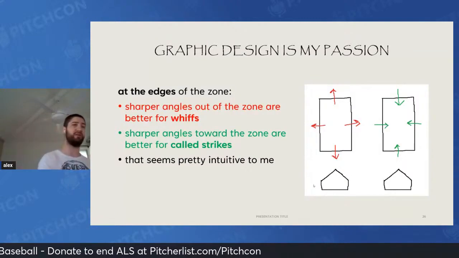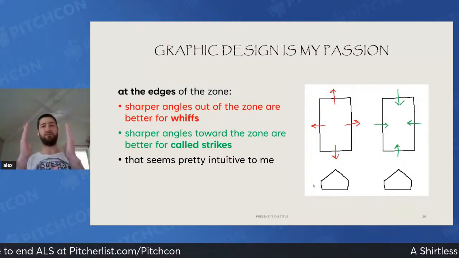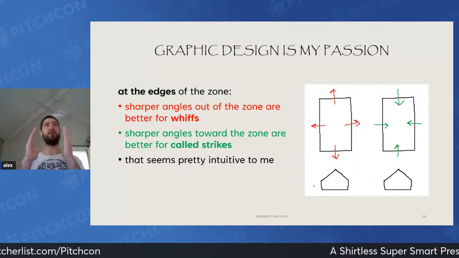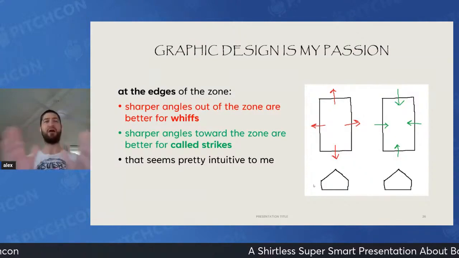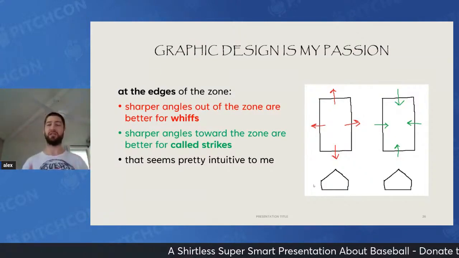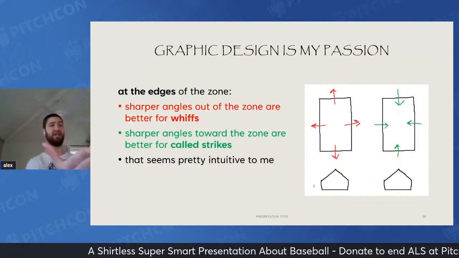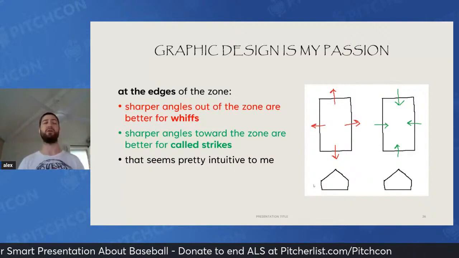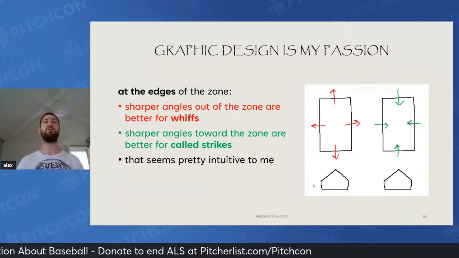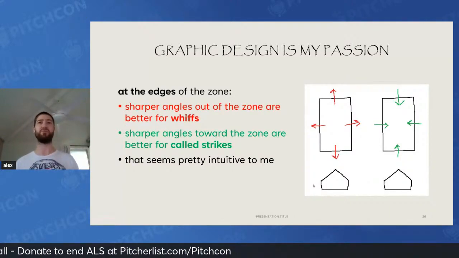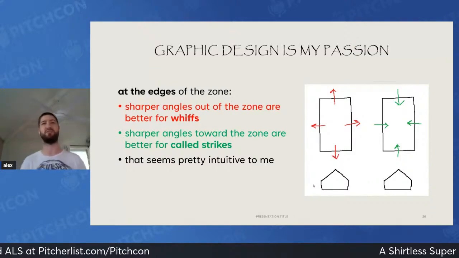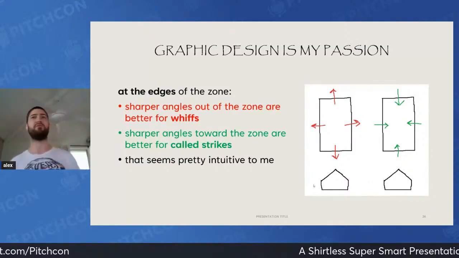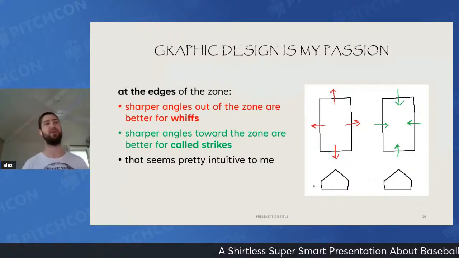And conversely, pitches that are angled sharply on the edge and angled sharply out of the zone look like they're going to be good pitches that end up being bad pitches. They're going to end up inducing more swinging strikes, or at least more swings. But with swings typically come swinging strikes, especially when you're talking about the edge of the zone, where contact rates are going to be lower than in the heart of the zone.